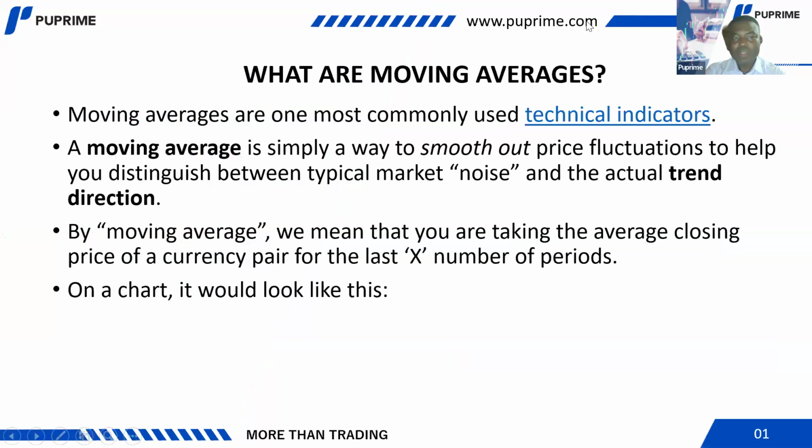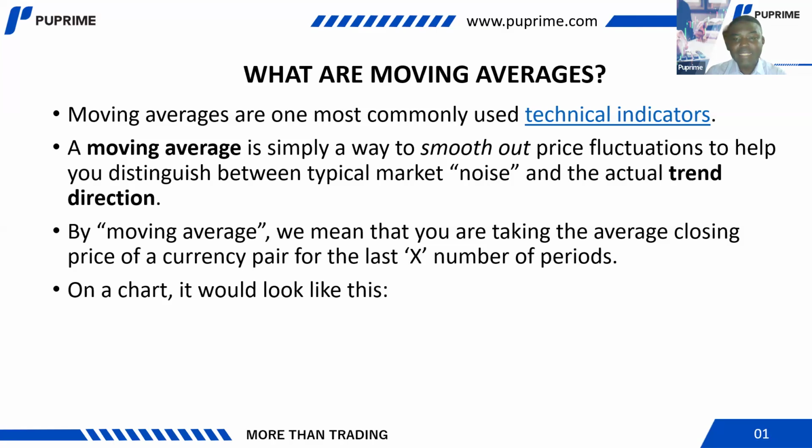So what are moving averages? We said that moving averages are one of the most commonly used technical indicators. A moving average is simply a way to smooth out price fluctuation to help you distinguish between typical market noise and the actual direction. In trading, there is always a lot of noise. Sometimes there could be a lot of noise on lower time frames, and sometimes even there are movements in the market that could be characterized as noise. And that is one of the things this moving average can help us to filter out or to smooth out.